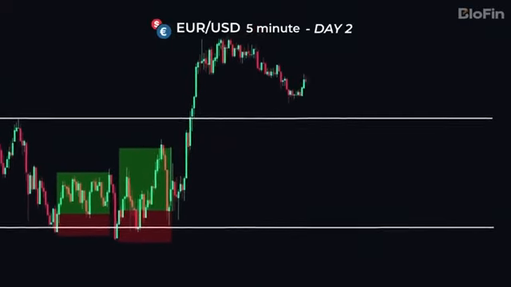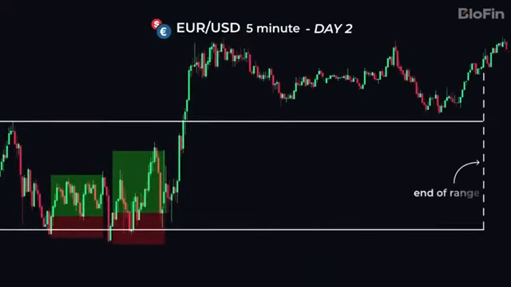After that, price broke above the range and didn't re-enter until the end of the range, so there were no setups taken.